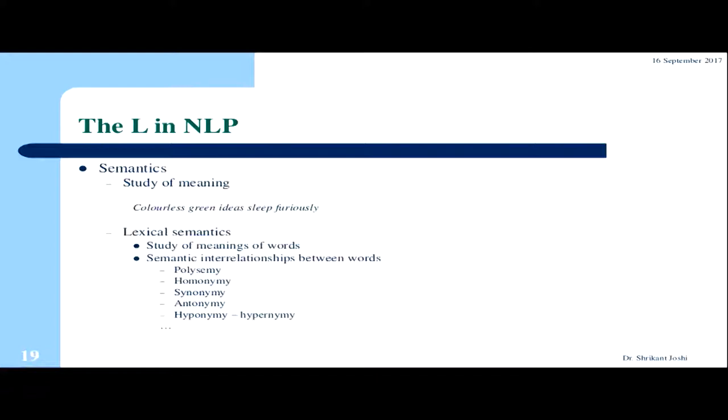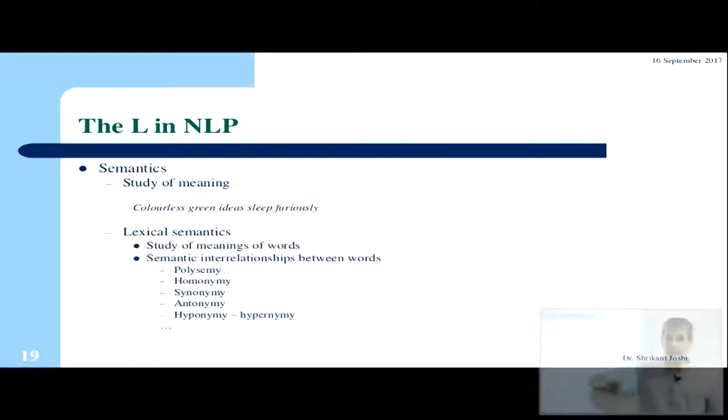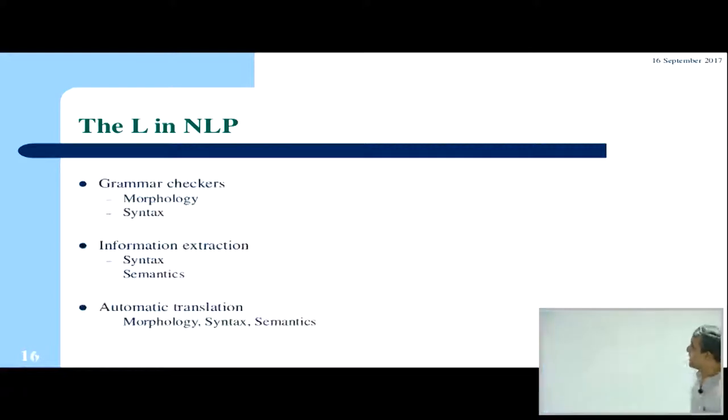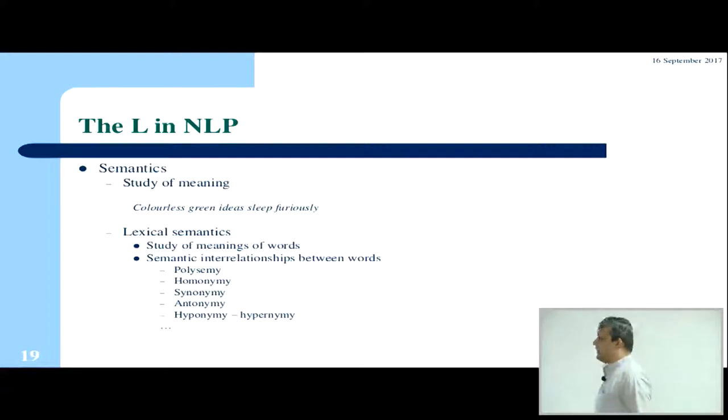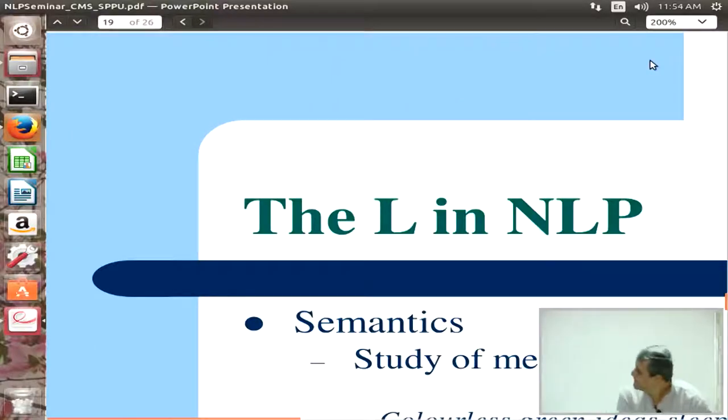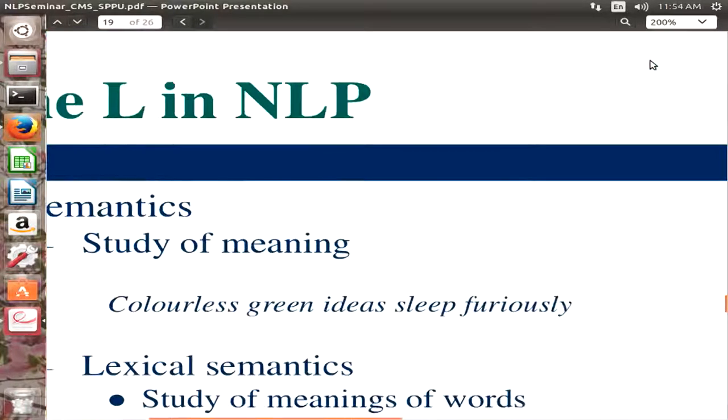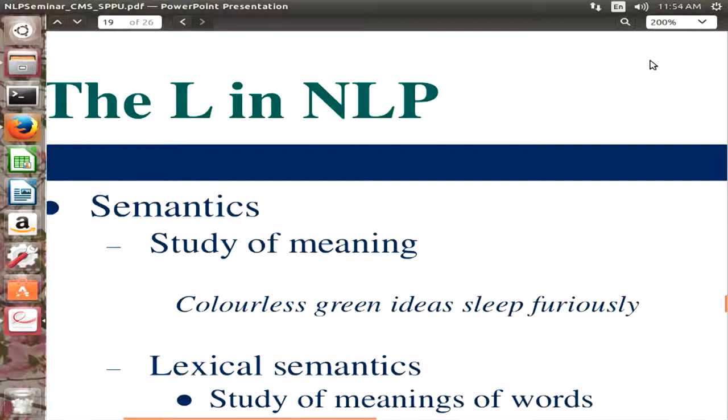Then semantics. Semantics is the study of meaning. Remember, I will just go back. Over here, we are here: morphology, syntax, now we are looking at semantics. This is the study of meaning, and there is the most famous sentence in linguistics. If you are doing linguistics, you cannot escape this sentence. Colorless green ideas sleep furiously. Proposed by Noam Chomsky, the great Chomsky.